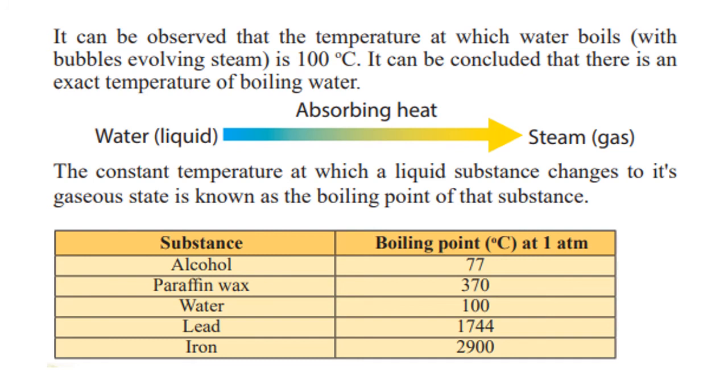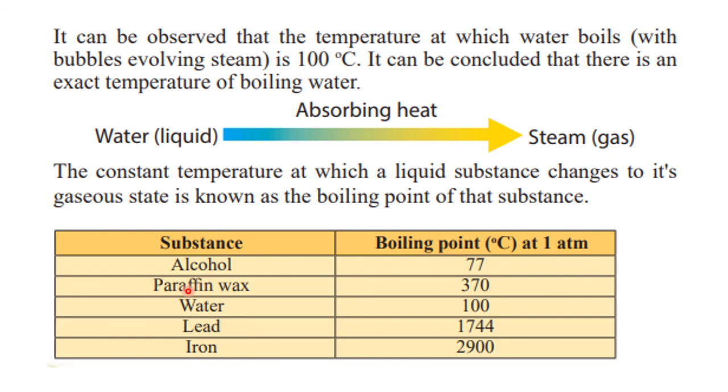of that substance. Look at this table. Alcohol, paraffin wax, water, lead and iron. They have given the boiling point in degrees Celsius at 1 atm atmospheric pressure. Alcohol has a lower boiling point than water. Water's boiling point is 100 degrees Celsius. Alcohol's boiling point is 77 degrees Celsius. So that is lower than water's boiling point.